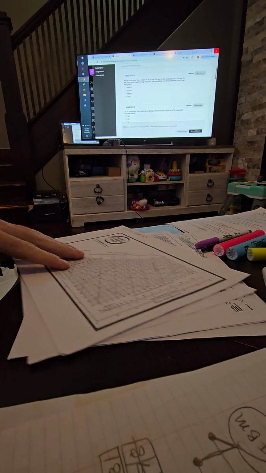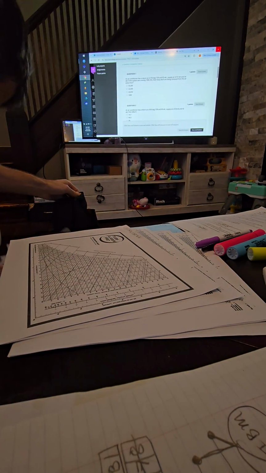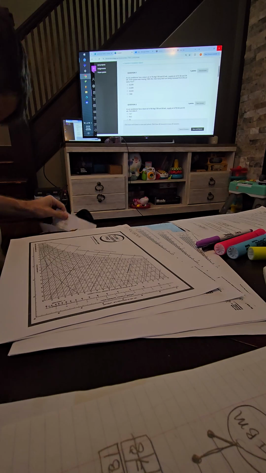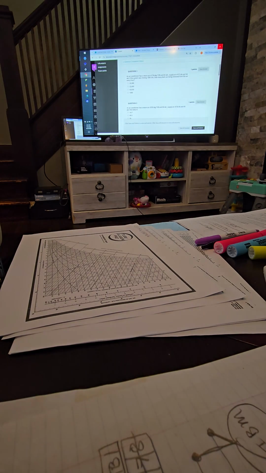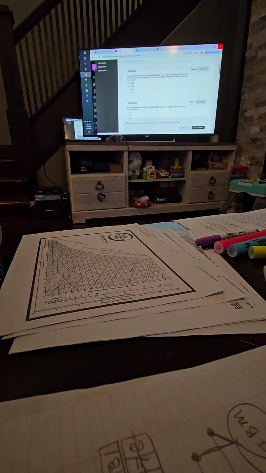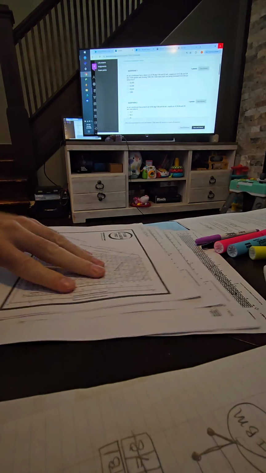78. Oh no. Where's my ruler? Where's my ruler? Oh, there it is.